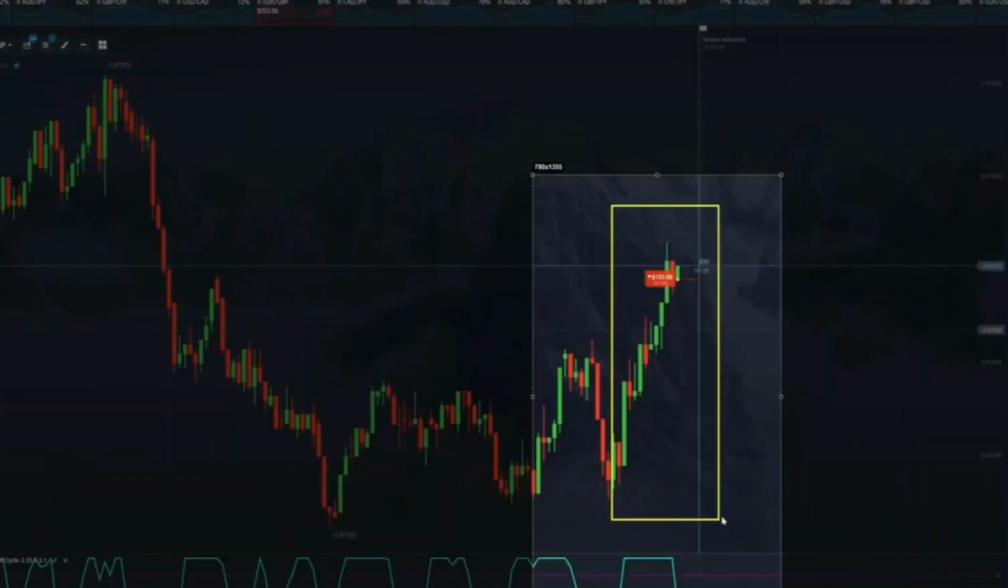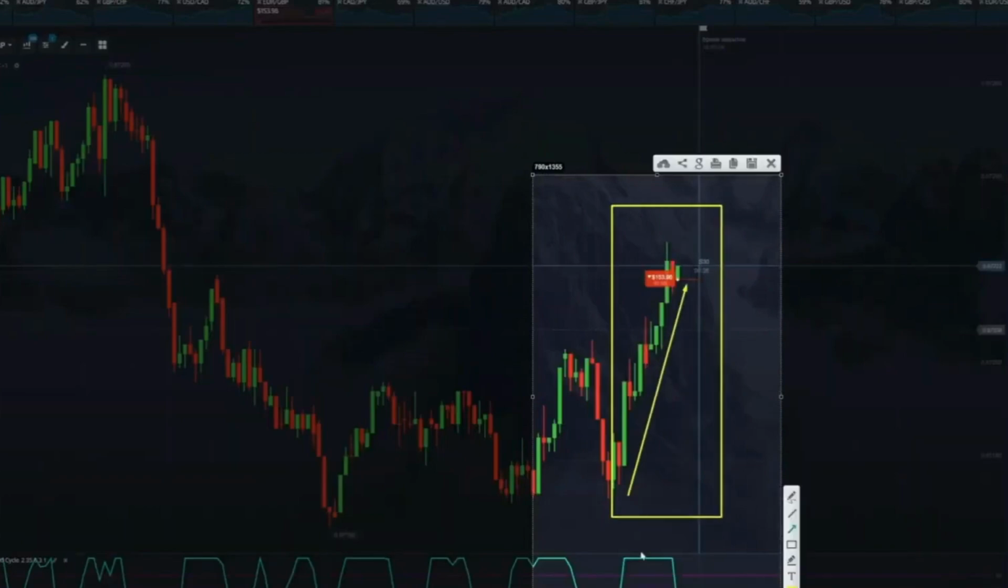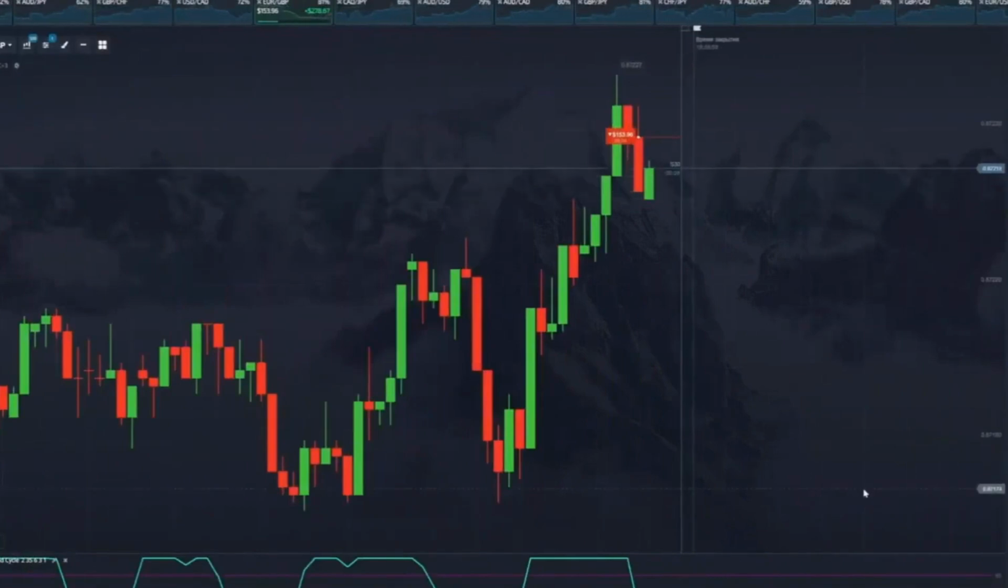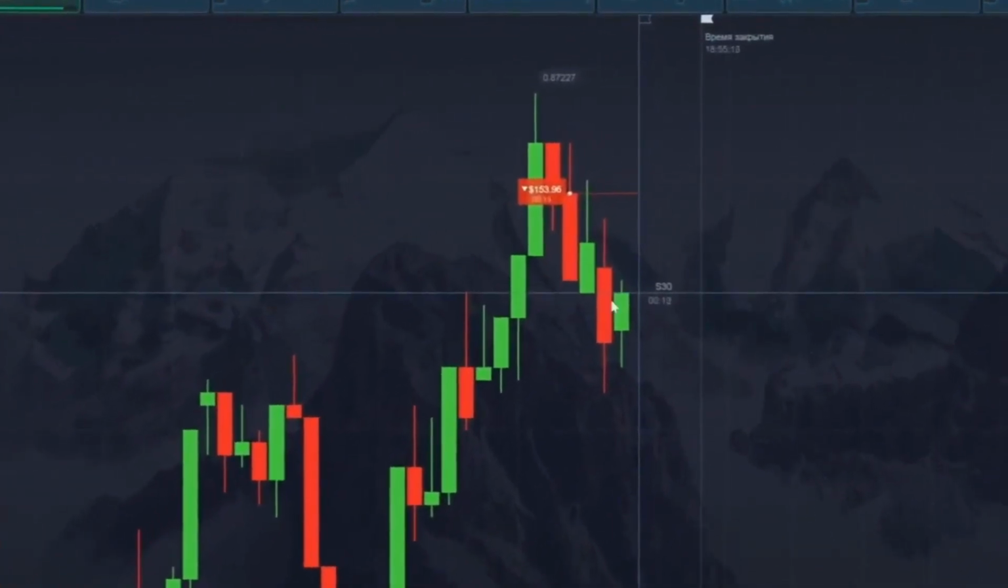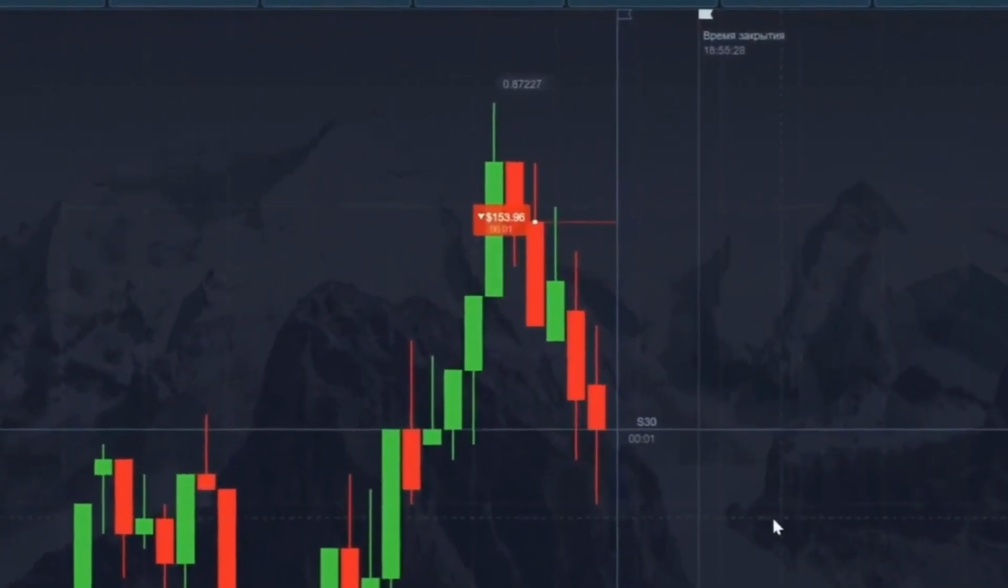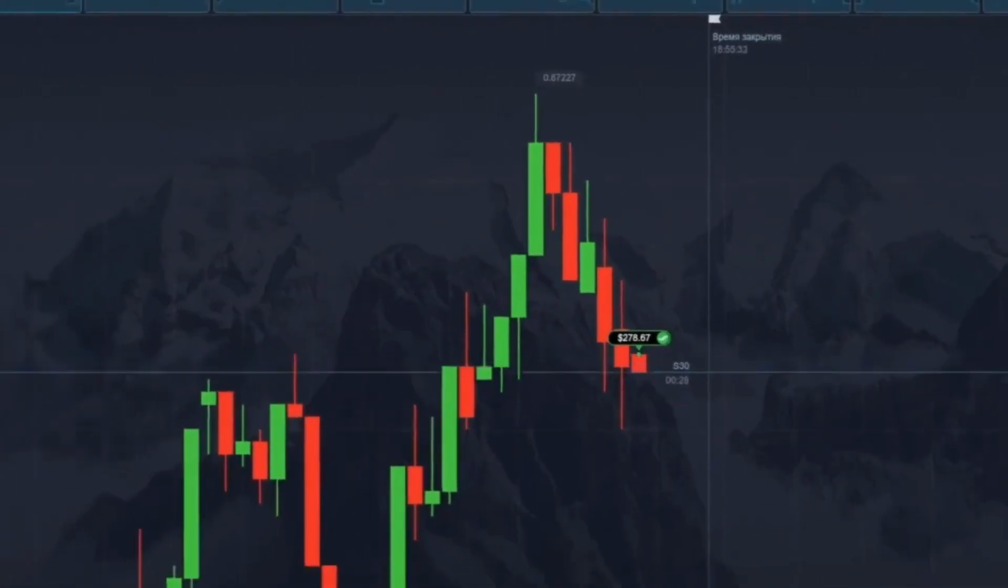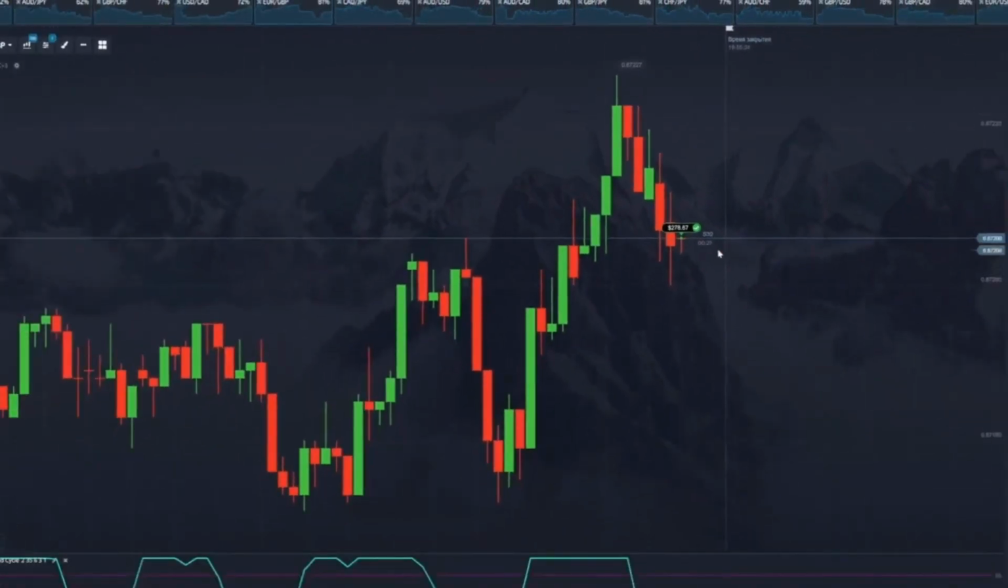Again, the price moves upward for a relatively long time. You can see this both on the chart and in the lower indicator. There is a signal indicating a reversal. So let's wait together for the expiration to finish. The trade closes in profit and my balance is now $278.67.